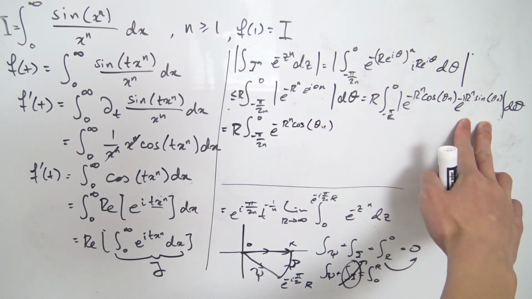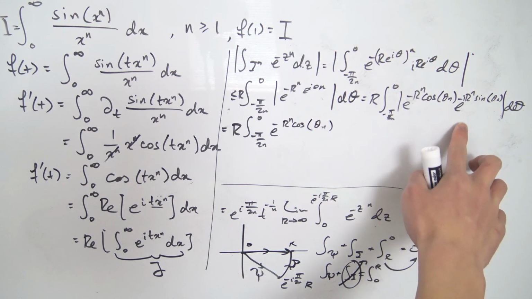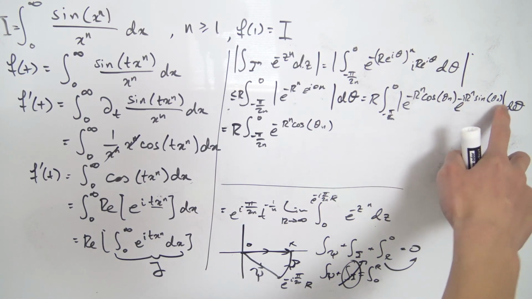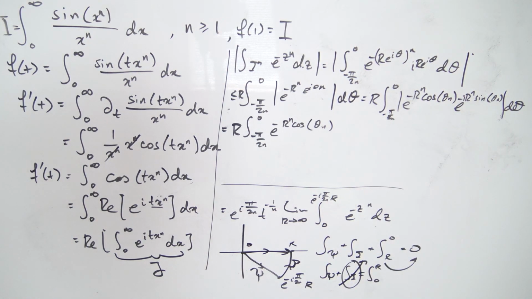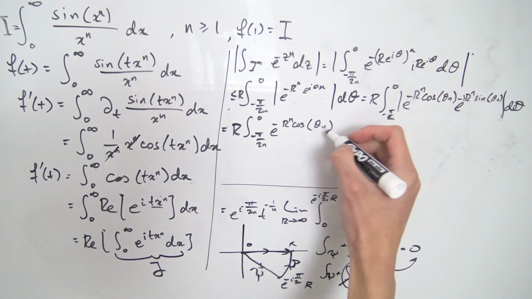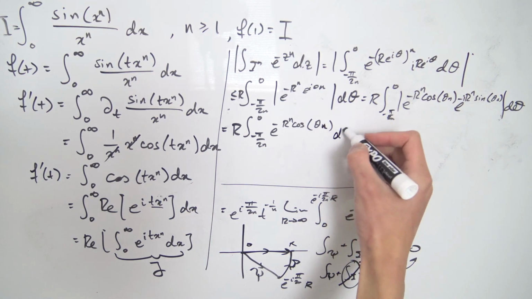And on the second part right here of this product, we have the absolute value of e to the i times some real number right here. And whenever you have that, the absolute value is just 1. So we can just ignore what we have over here. So theta n and d theta.